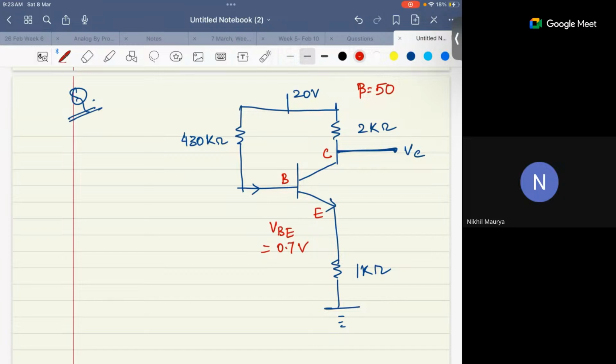You have to calculate IB and VC. See, IB is very small, but not always; for many problems it will be 0, and for many problems it will be very small, maybe in microamperes or something like that. So here you have to calculate the IB current and the voltage VC here. How will we start? How can we start?